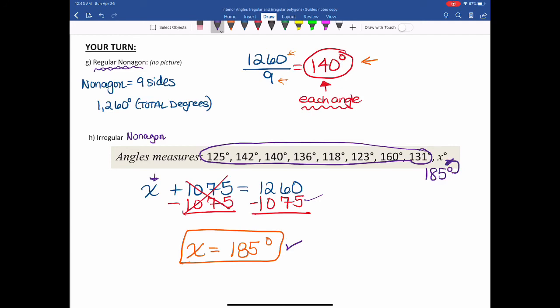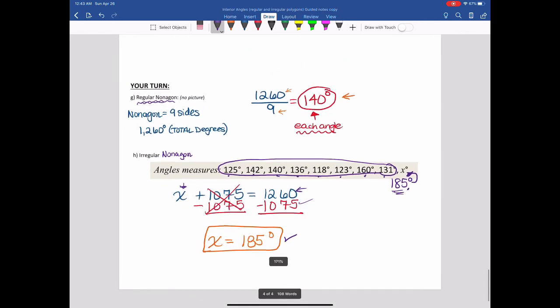And if you don't trust that answer, for instance, you can always go back and add them all up again. 125 plus 142 plus 140 plus 136 plus 118 plus 123 plus 160 plus 131 plus 185. And that should come out to 1,260. If it doesn't, then something's wrong with your math there.